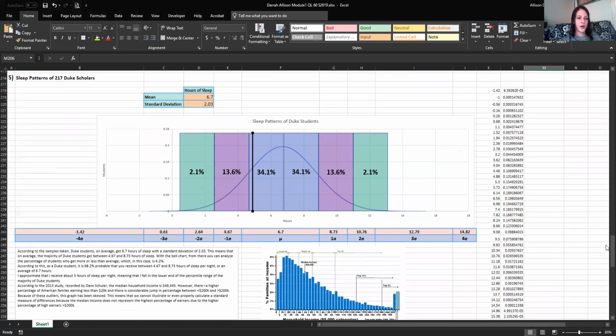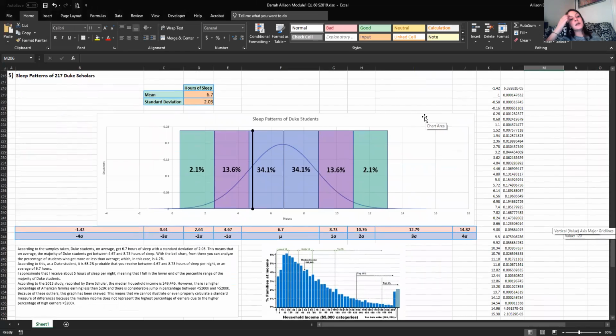So, moving on to section 5, we looked at sleep patterns of 217 Duke scholars. These scholars, on average, got 6.7 hours of sleep with a standard deviation of 2.03. This one was much easier for me to understand. I get this. So the mean is 6.7, and we're showing that here in our graph. That's the highest point of our line graph here, the average number of people, so the highest grouping of people as well.